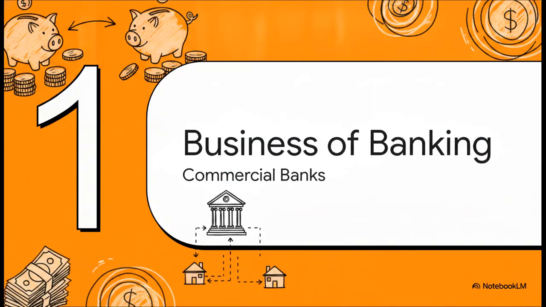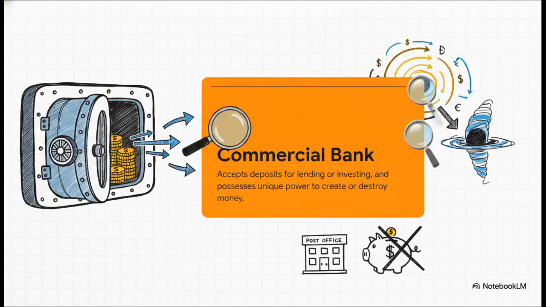All right, part 1, the business of banking. We have to start with the absolute primary engine of our economy, commercial banks. Now, their main job is mobilizing household savings. You might think a commercial bank is just a glorified vault to keep your cash safe. But they don't just hold on to it. Because they take deposits and use them for lending, they possess a completely unique superpower that regular financial institutions, like a mutual fund or a post office, just don't have. Commercial banks can actually create and destroy money through their lending activities. Let me show you exactly how that works.